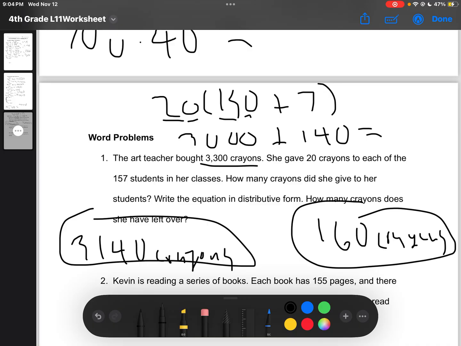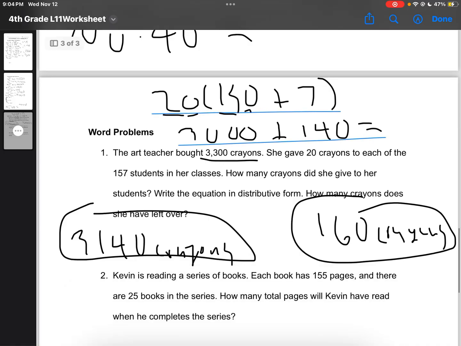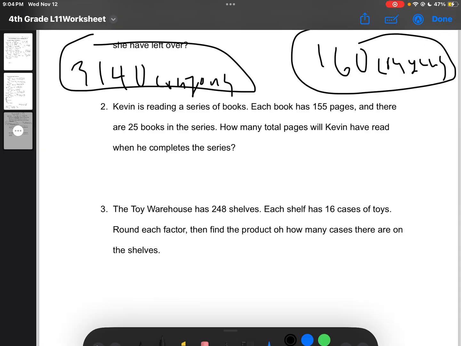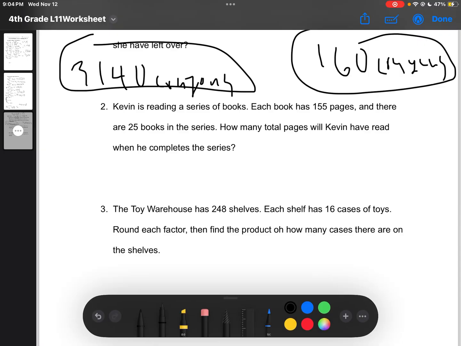Alright then, let's go to number 2. Kevin is reading a series of books. Each book has 155 pages and there are 25 books in the series. How many total pages will Kevin have read when he completes the series? Alright, let's go. 25 times 155. So we could use the distribution method.